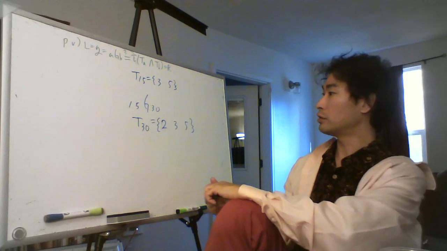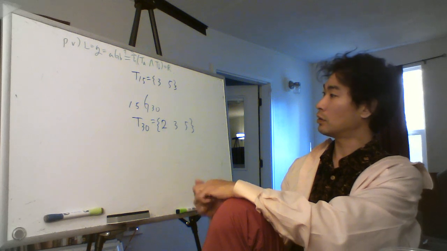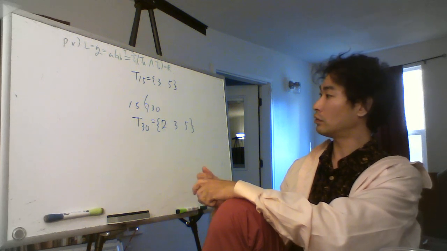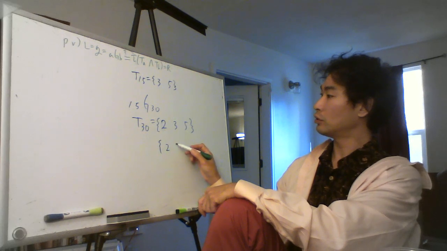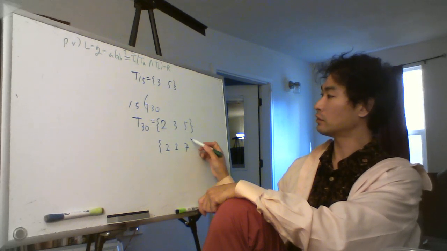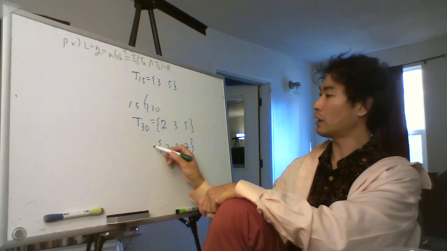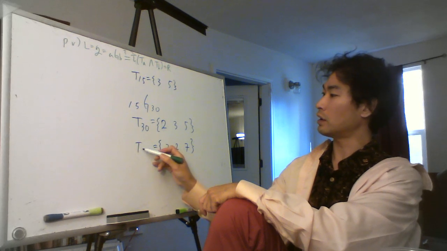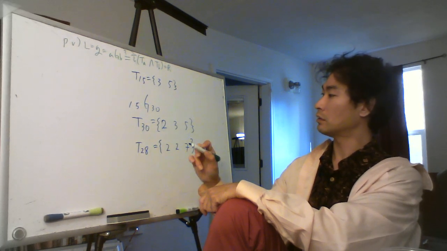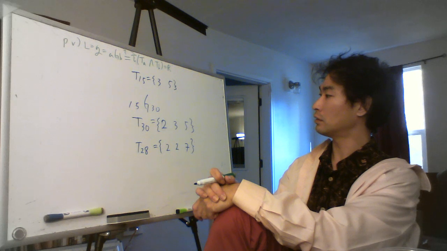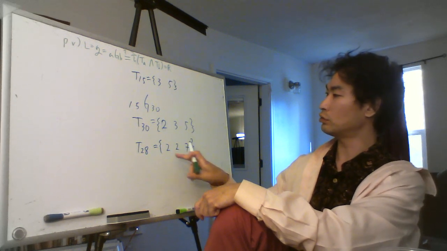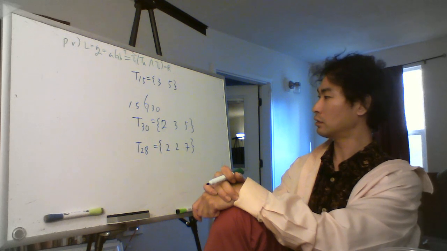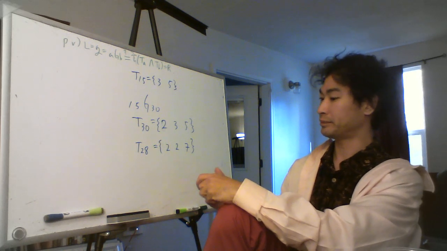How about 2 and 7? 28. T of 28. You intersect these two and there's only 2. Yeah.